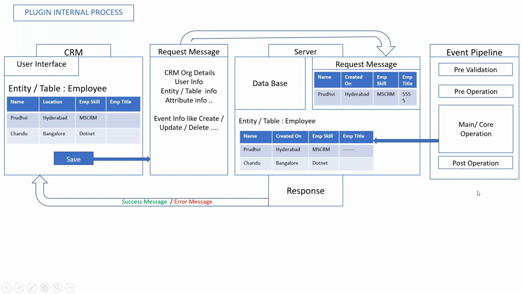Now all this goes through the execution event pipeline. So what happened here? You are filling in information here and saving it, and the saved information goes to the server. A request will be sent using one of these pipelines. It will be sent back to the database, and this response is then sent back to the CRM.